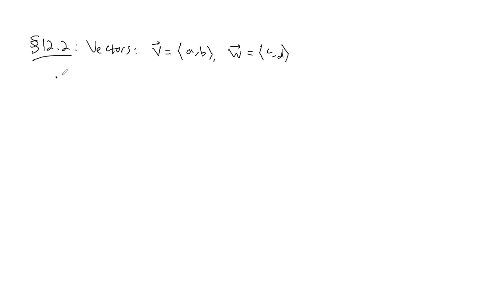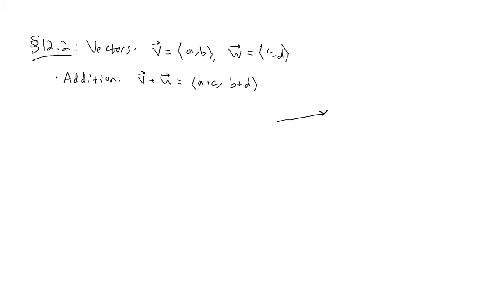We remember some properties here, right? We can talk about vector addition, easy enough. V plus W is (A plus C, B plus D). And that's the algebraic approach, but it's important, by the way, to remember what this means geometrically as well.